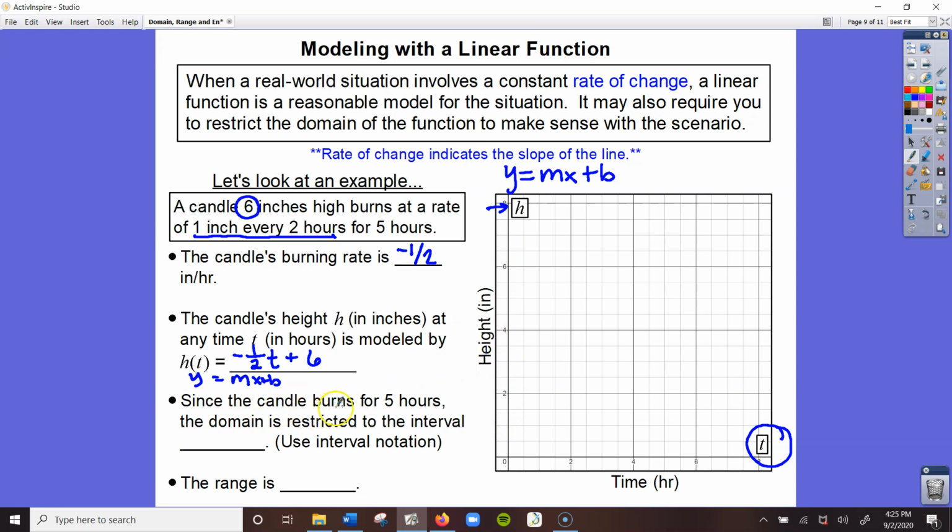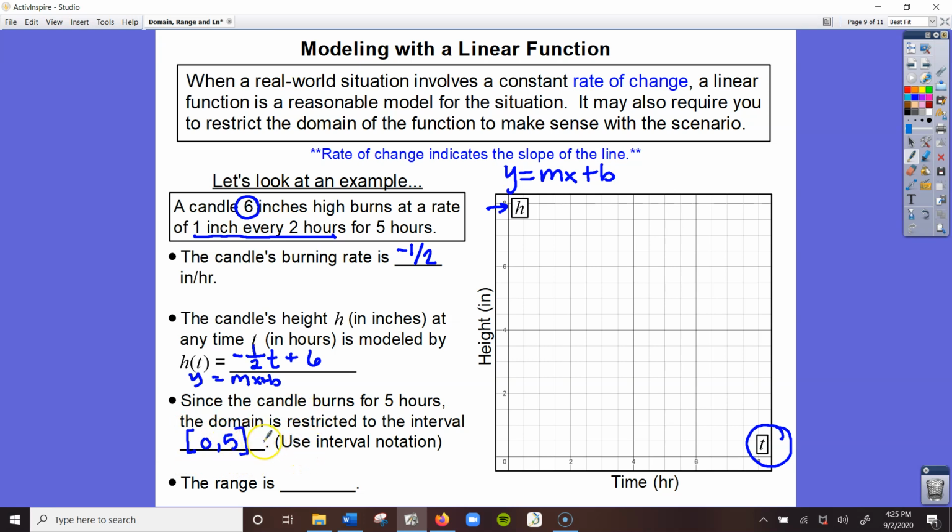Now, since the candle burns for 5 hours, the domain is restricted to the interval 0 to 5. This is the domain of our function. Okay, it starts burning when the time is 0. There's no such thing as negative time. And it stops burning at 5. Now, because these are real times, we would include these values.